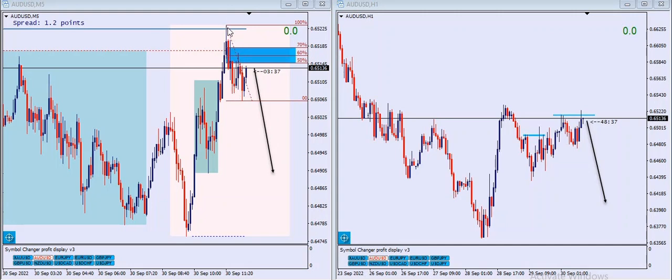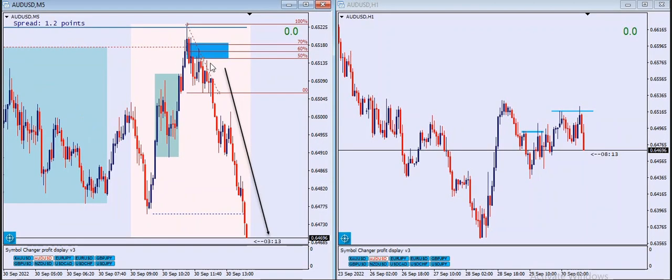So I drew a 50% retracement. At the close of the bullish candle that grabbed liquidity, I drew my Fibonacci, waiting for price to hit the 50% for a sell. But price didn't hit it, it just got very close to it before selling off, and that was a very nice drop on AUD USD today.